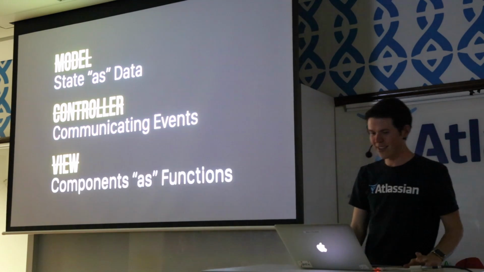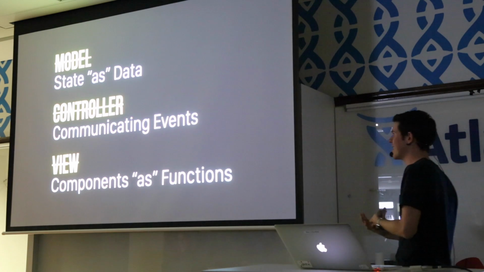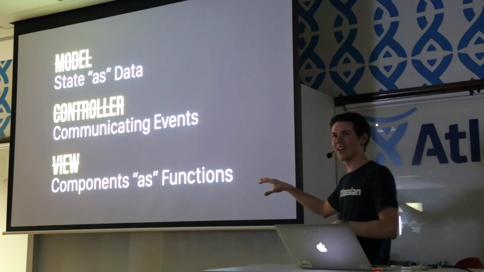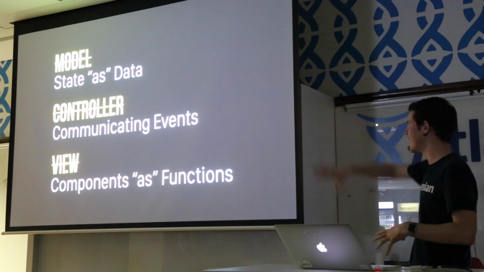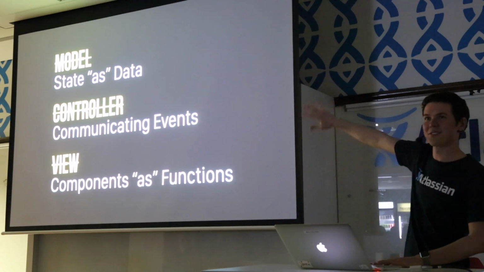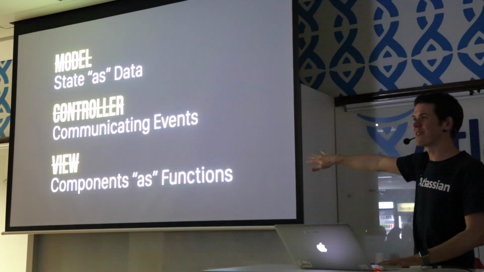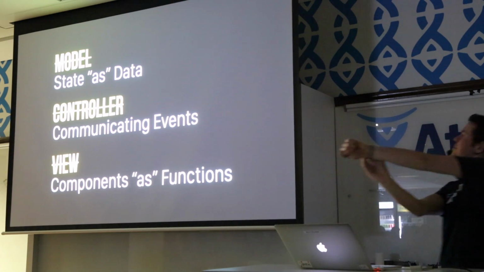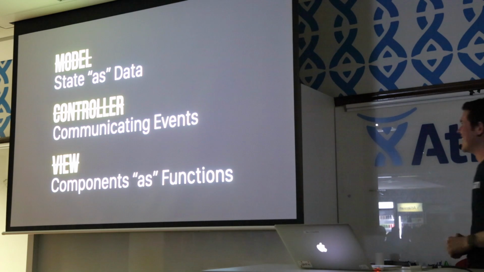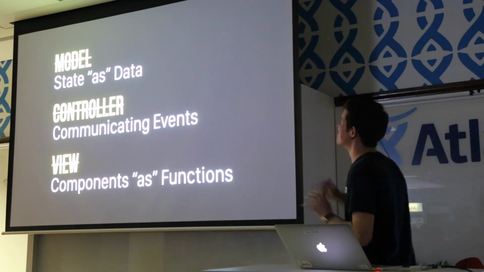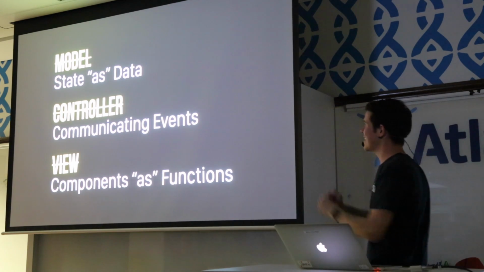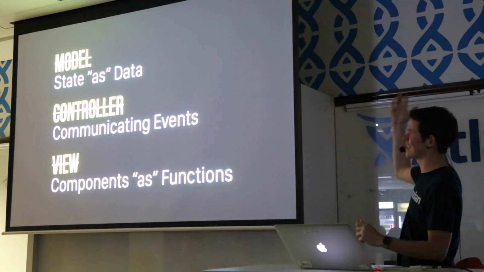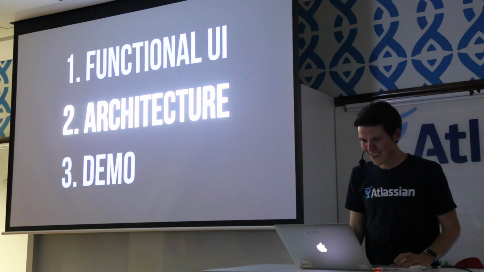And then finally, the purpose of my talk is that our components, our views, are just functions. Our components as functions. This is my favorite slide if you want to take a photo. This is the whole point of computer science, I think, in one slide. Get your iPads, your Apple Watches could do it. I know you've all got one. So, model: state as data; controller: just communicating events; and the view: components as functions. They're all functions. So, that's the architecture.